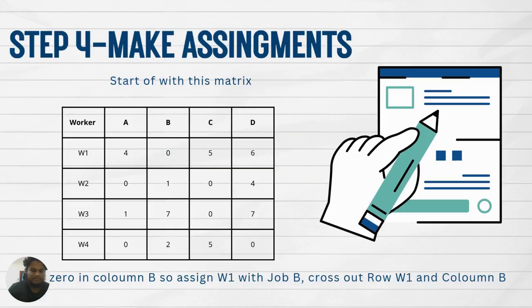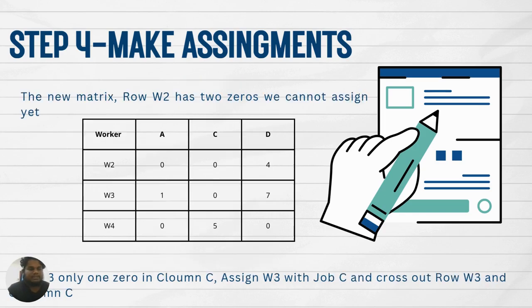Okay, I'll go to step 4. In order to make the assignment, we start off with the matrix that we have just worked with. We assign the task with the least zeros. For example, there is only one 0 in column B, so assign worker 1 with job B. After we assign job B, we cross out the row for worker 1 and also column B. So the 4 by 4 matrix becomes a 3 by 3 matrix.